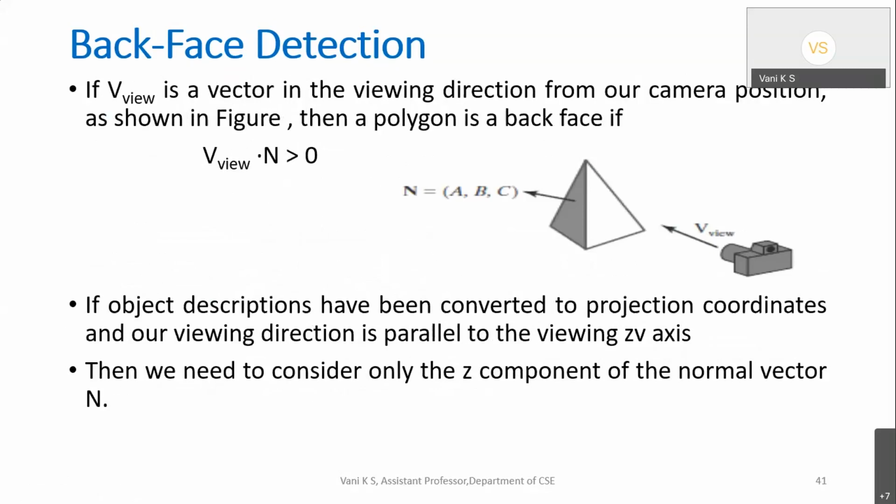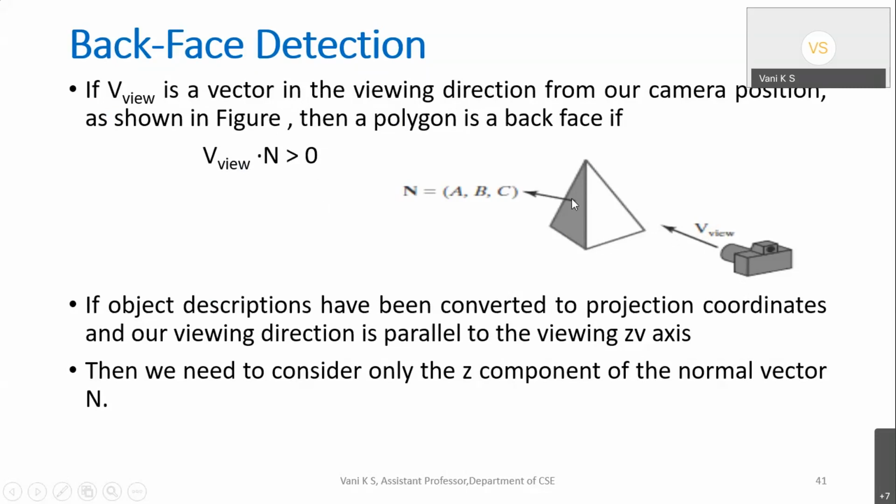Or another way you can check whether it is a back face or not is by using the view vector. You know that the view up vector tells the position, how your camera is tilted. But here it is not the view up vector, it is the view vector: where are you looking, on which axis you are looking. So that is this V view, and we take its dot product with the normal vector.